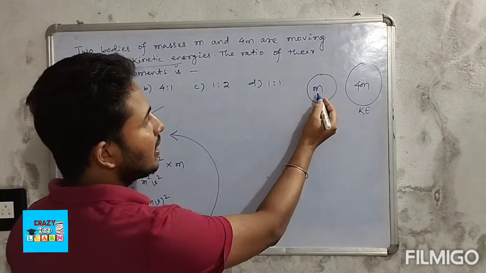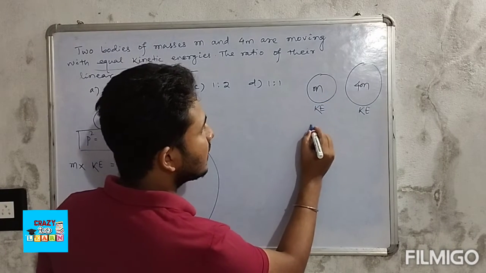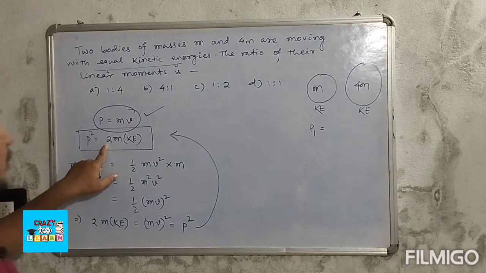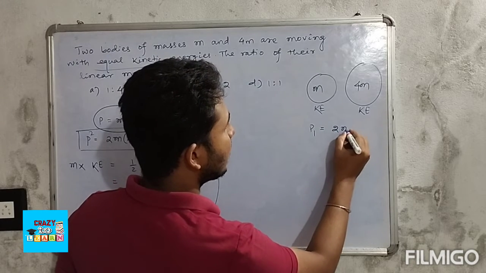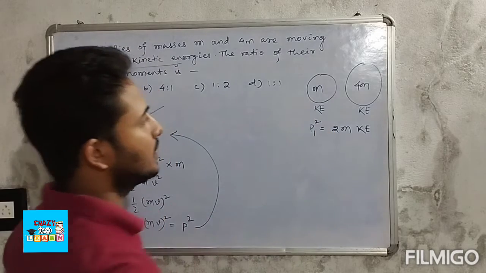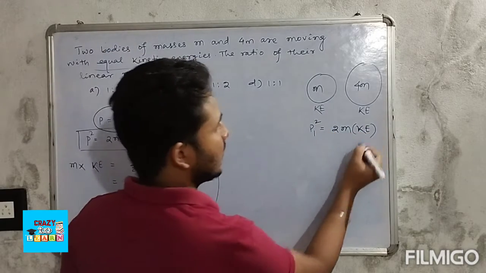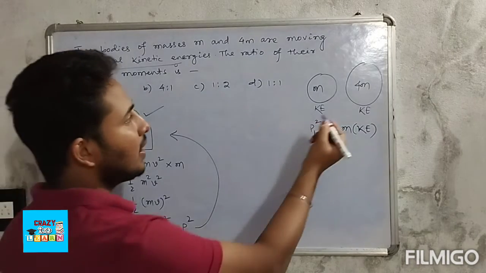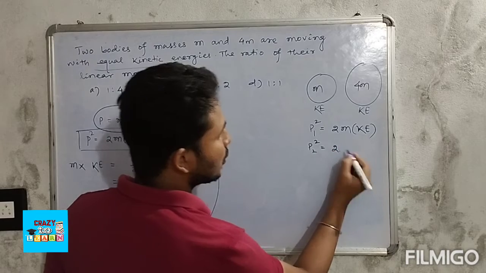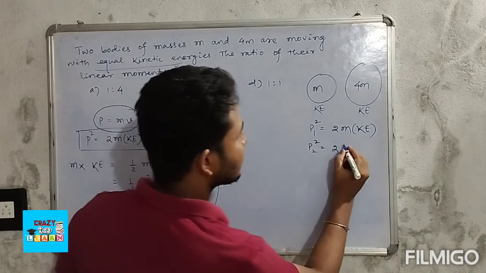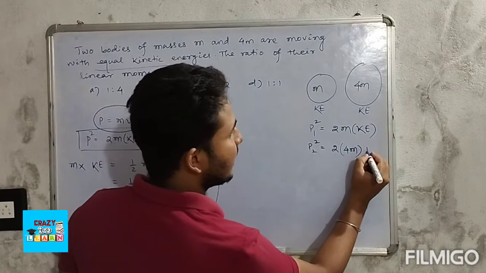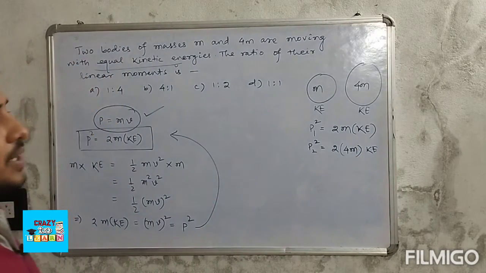So what will be the linear momentum of the first body? If you put according to this formula, we will get P1 square is equal to 2m kinetic energy, and the square of the linear momentum of the second body, P2 square, is equal to 2 into mass. What is the mass of the second body? 4m into kinetic energy. Okay?